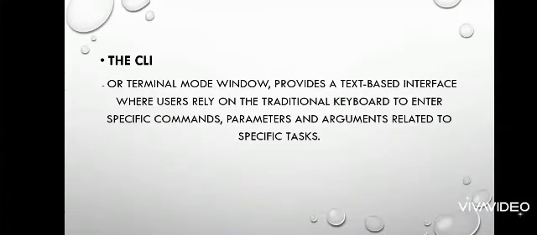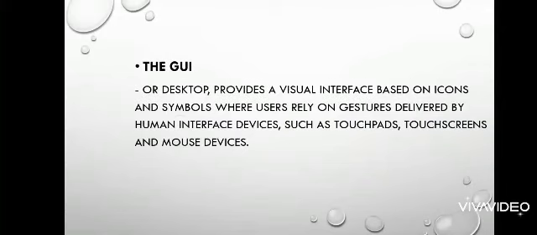In terms of the CLI, a terminal mode window provides a text-based interface where users rely on the traditional keyboard to enter specific commands, parameters, and arguments related to specific tasks. The GUI, or the desktop, provides a visual interface based on icons and symbols where users rely on gestures delivered by human interface devices such as touchpad, touchscreen, and mouse devices.